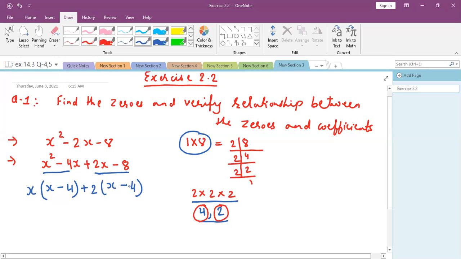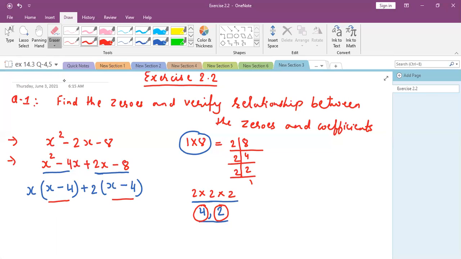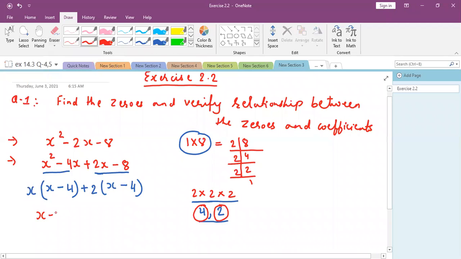Now one thing that you observe here, you should get both the brackets same. Then only we can take common again. So x minus 4, and here also it is x minus 4. So we are going to take x minus 4 common, and in the other bracket it will be remaining as x plus 2.